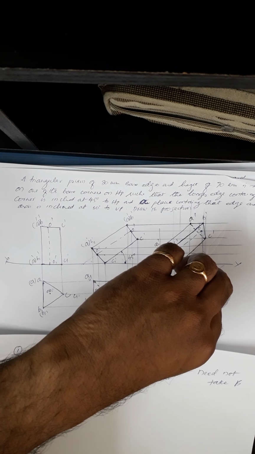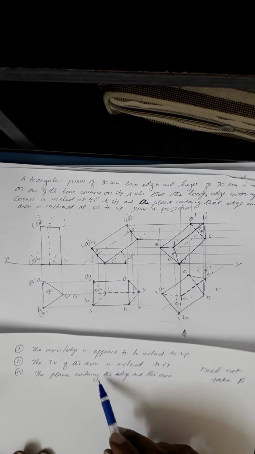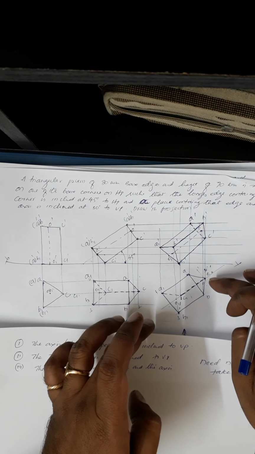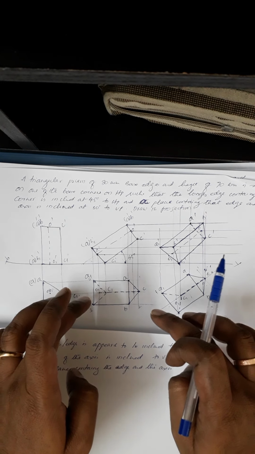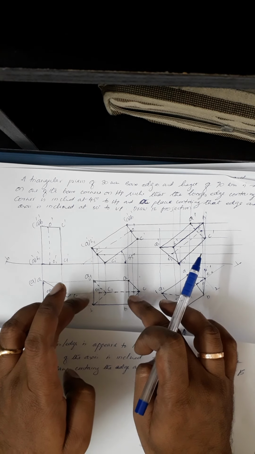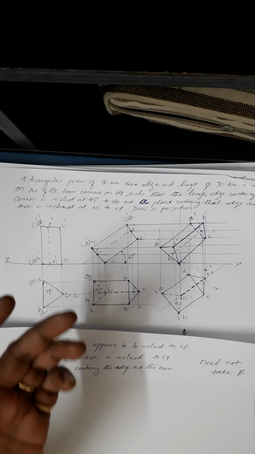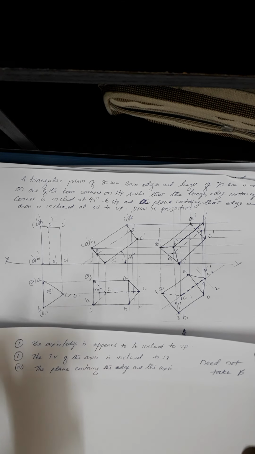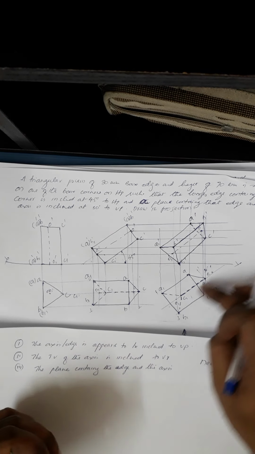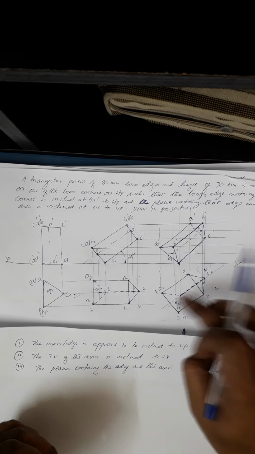In that case, you need not take beta again, because he says the top view of this axis is inclined in that way, not the true length of the axis. He says the top view of the axis is the apparent length. That apparent length is inclined. So the inclination of the apparent length is nothing but the beta only. So in that case, you need not take beta, directly go for drawing this.